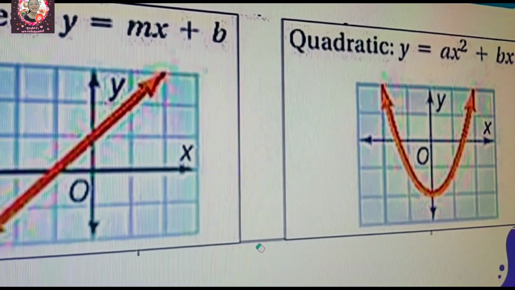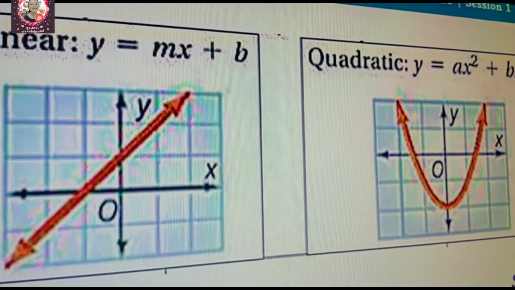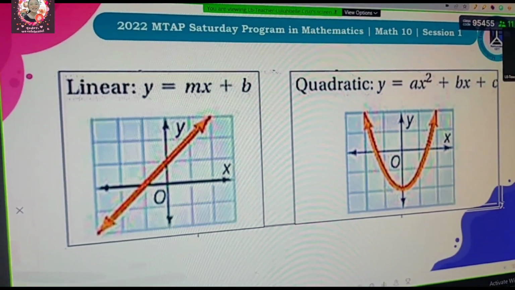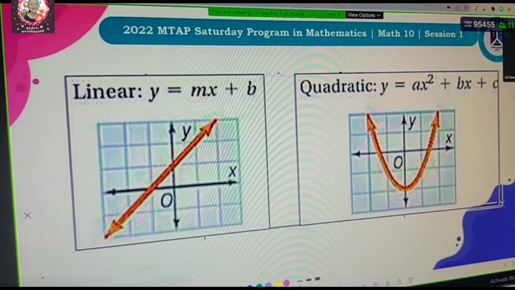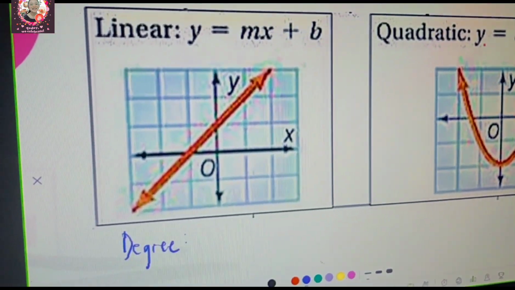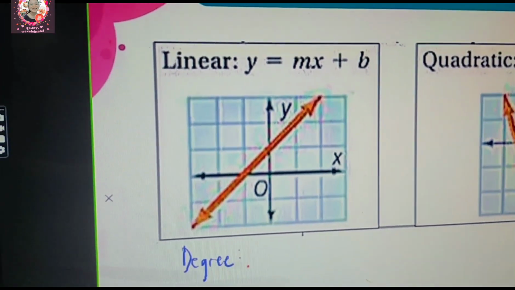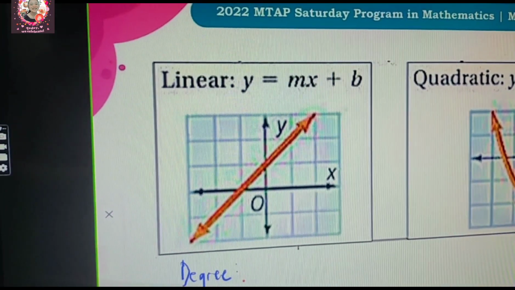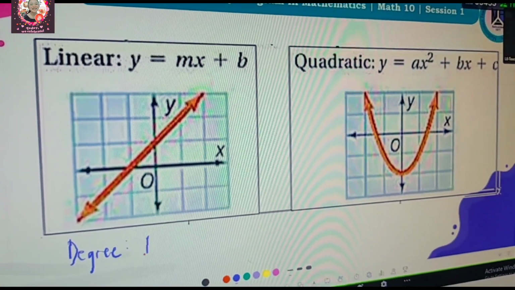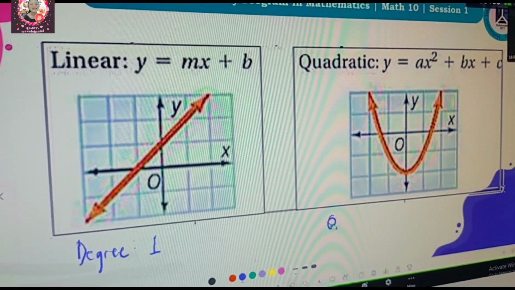I think ito yung sa unahan ng materials, to describe and compare and contrast yung linear. Okay, so ang unang-unang difference ni linear function at saka ni quadratic function is yung degree nila. Yung degree ng linear function is what? Okay, so yung degree ng linear function is 1. Tapos, ang degree naman ng quadratic function ay 2.